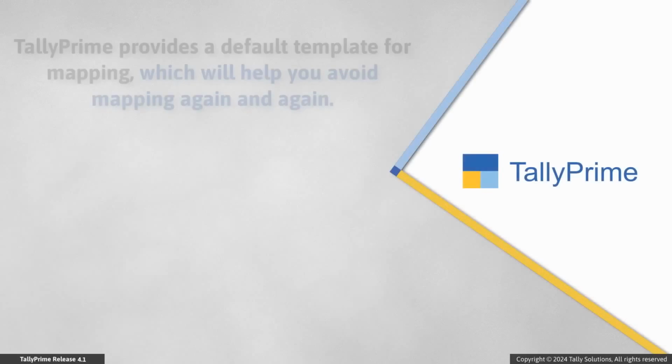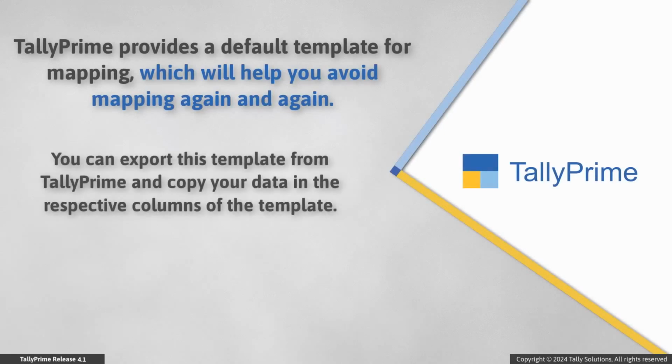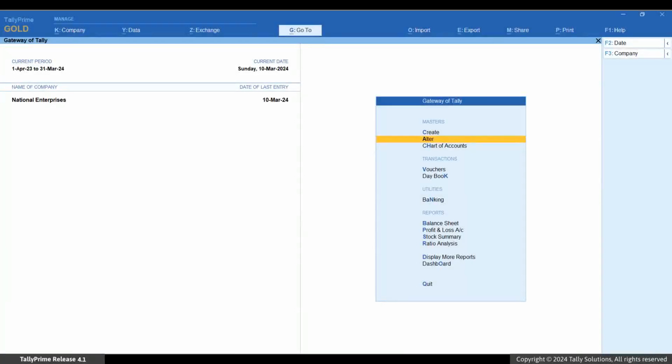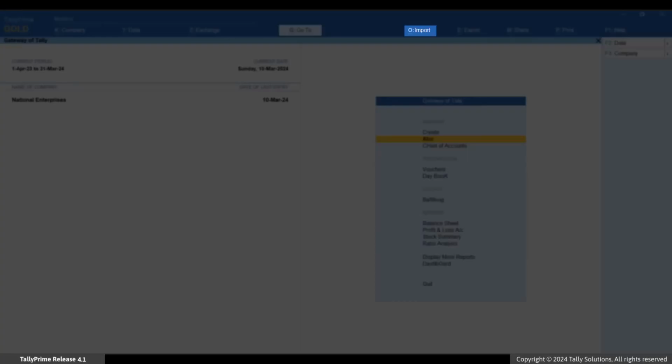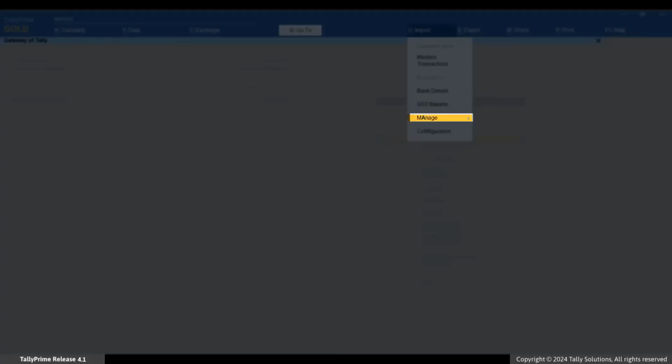Tally Prime provides a default template for mapping, which will help you avoid mapping again and again. You can export this template from Tally Prime and copy your data in the respective columns of the template. And the file is ready to be imported into Tally Prime. To export the default template, press Alt+O, Import. Select Manage, Sample Excel File and Masters.